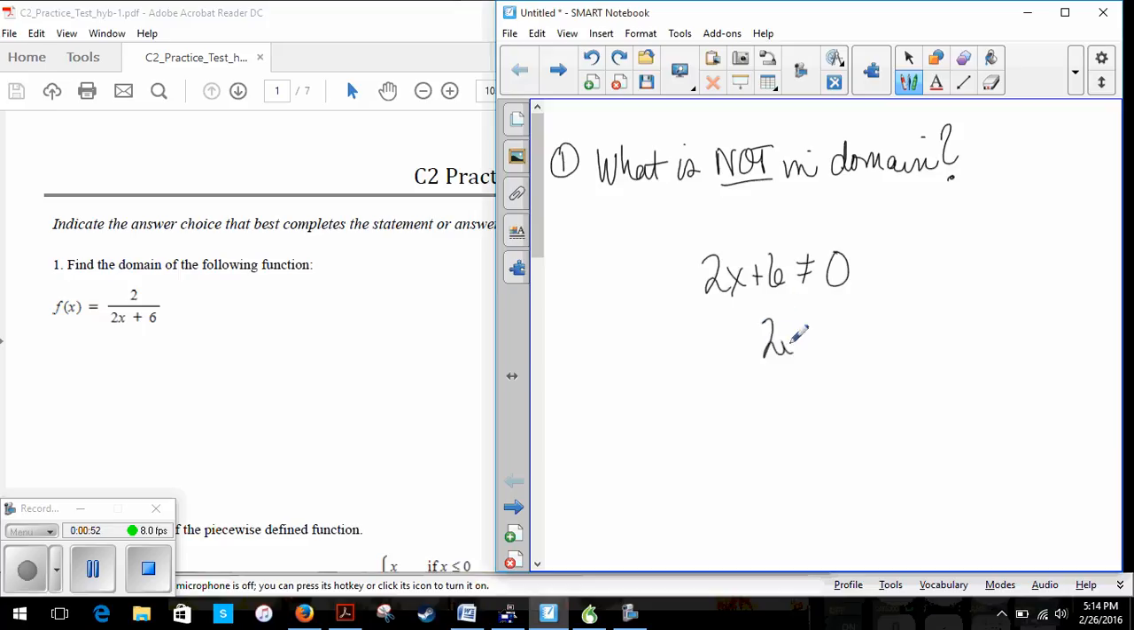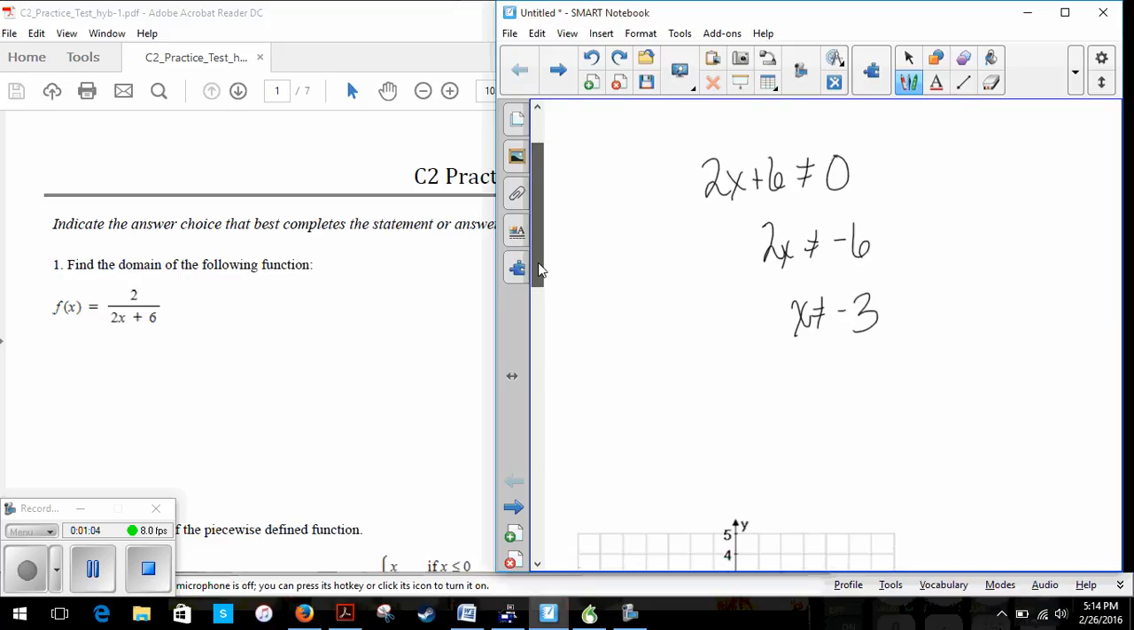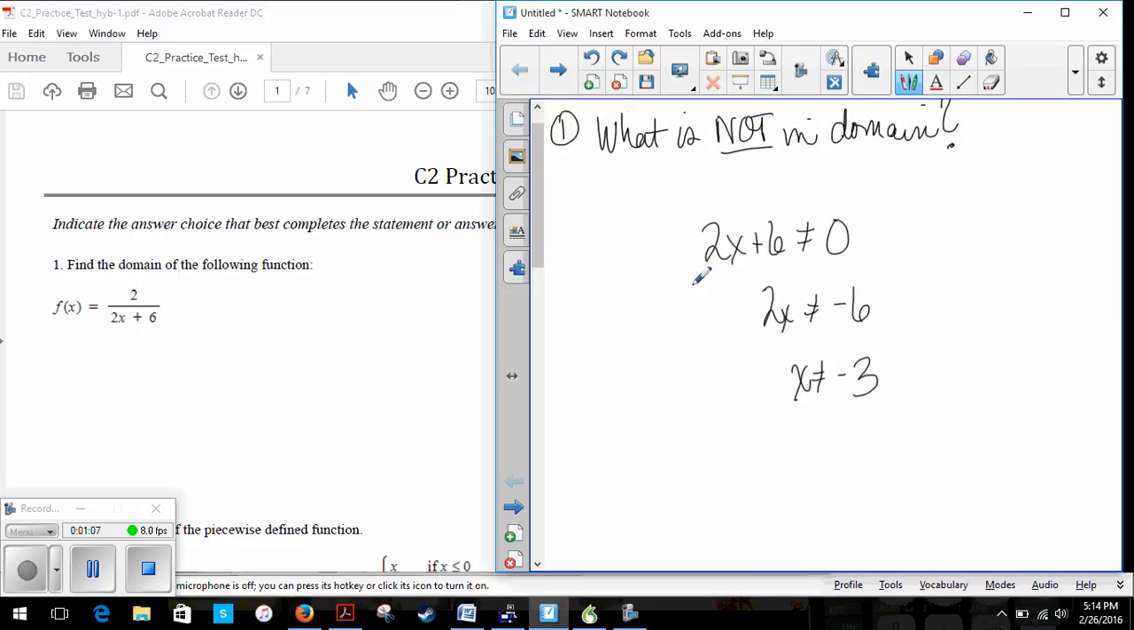Subtract 6 from both sides. Divide by 2, and you get x cannot be a negative 3. So everything else, any other number is fine, but negative 3 needs to be excluded. So you have a couple of different ways that you can write that. You can say I can have all real numbers except x cannot be equal to a negative 3.